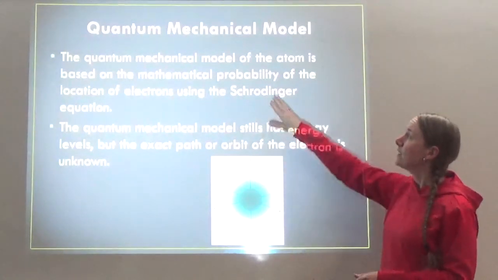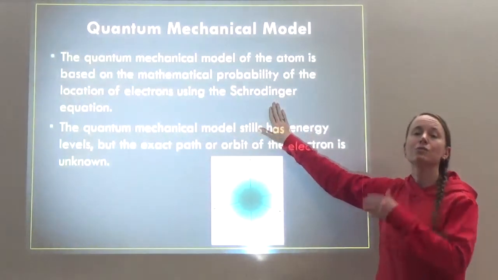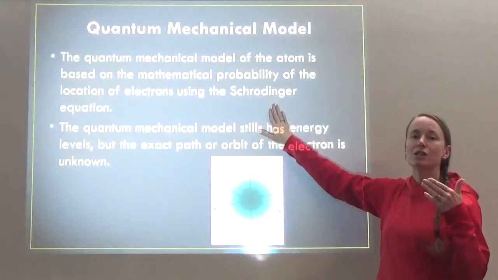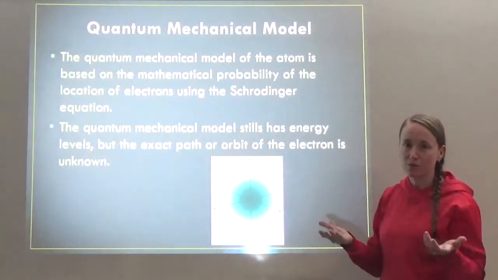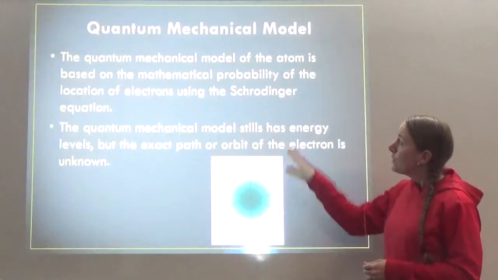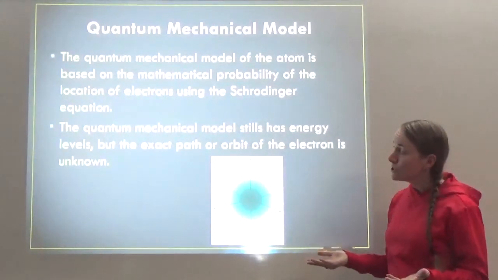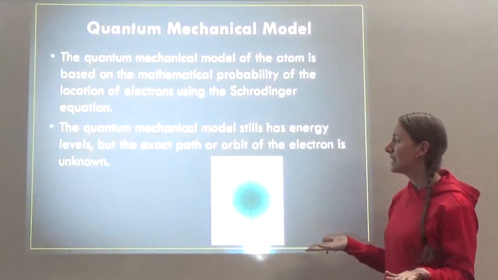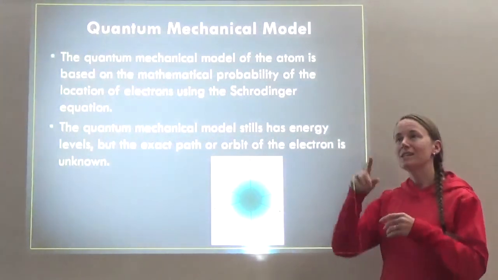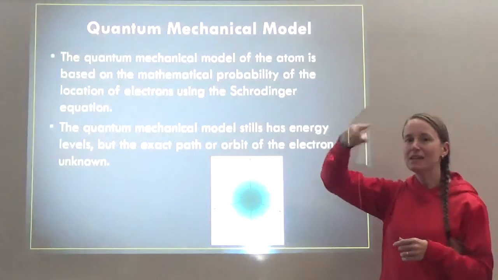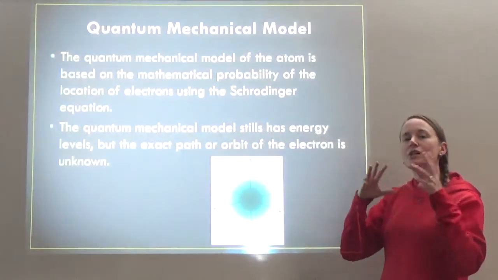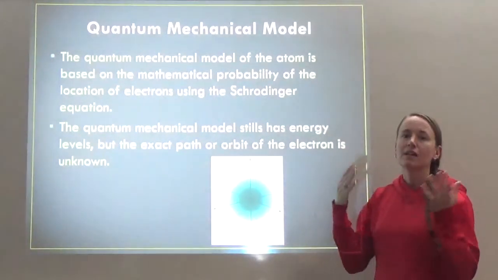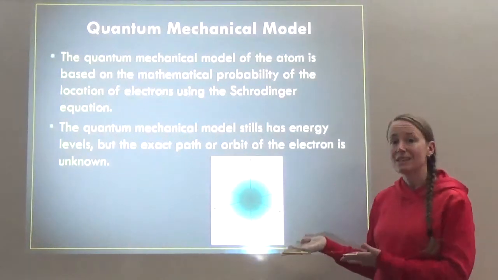If you want to take upper level chemistry in college, you will use this formula and you can actually build the models yourselves through graphing. The quantum mechanical model still has energy levels, just like Bohr's model, but the exact path or orbit of the electron is unknown. So we're not saying it's going to orbit in the same exact radii. We're just going to say there's an area that the electron can be in when it's in that energy level.